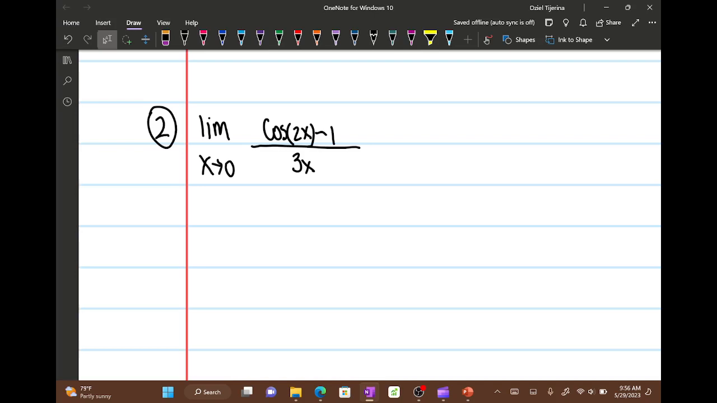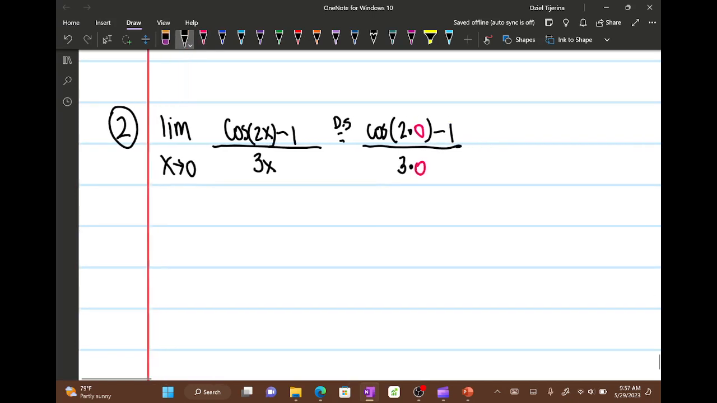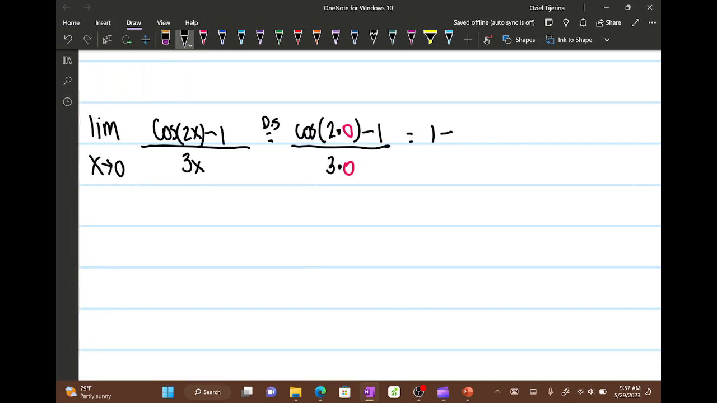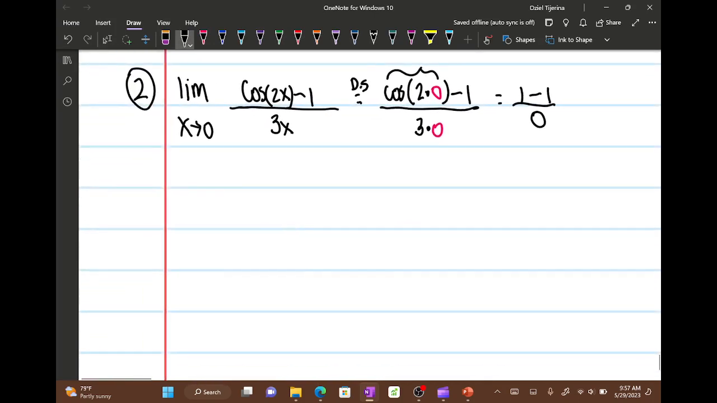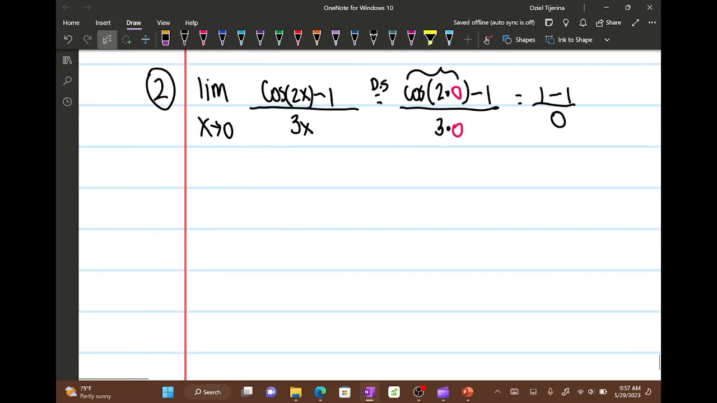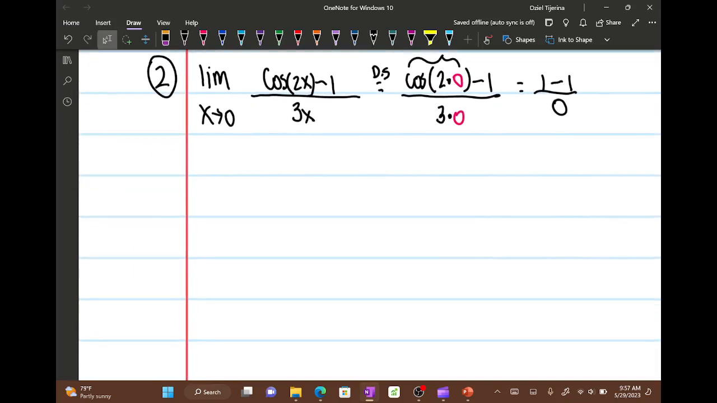And obviously, like I said, if we do direct substitution, we get cosine of 2 times 0, and then minus 1 over 3 times 0. And obviously that's not going to work, because then we end up with 1 minus 1 over 0, because cosine of 0 is 1. So this can't work, right? So we need to do other things.